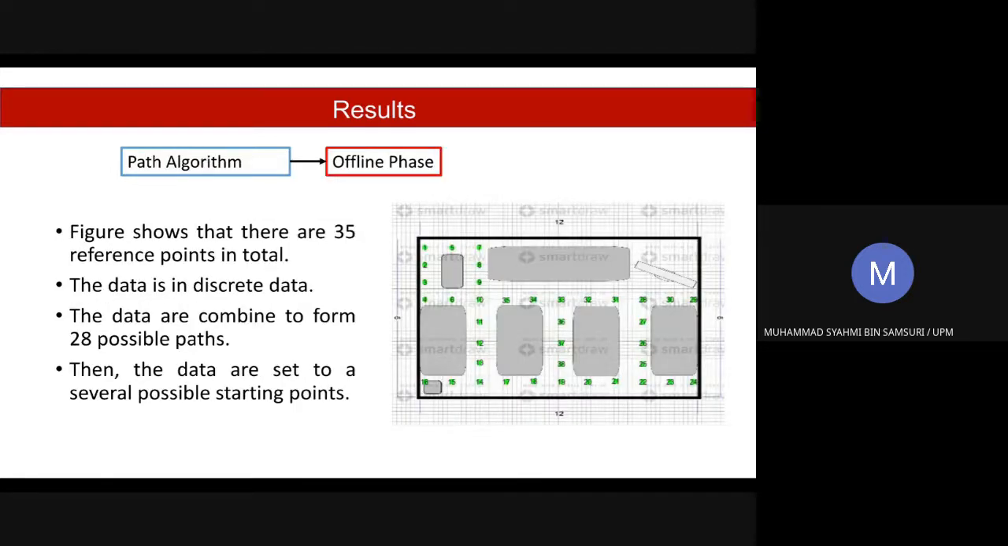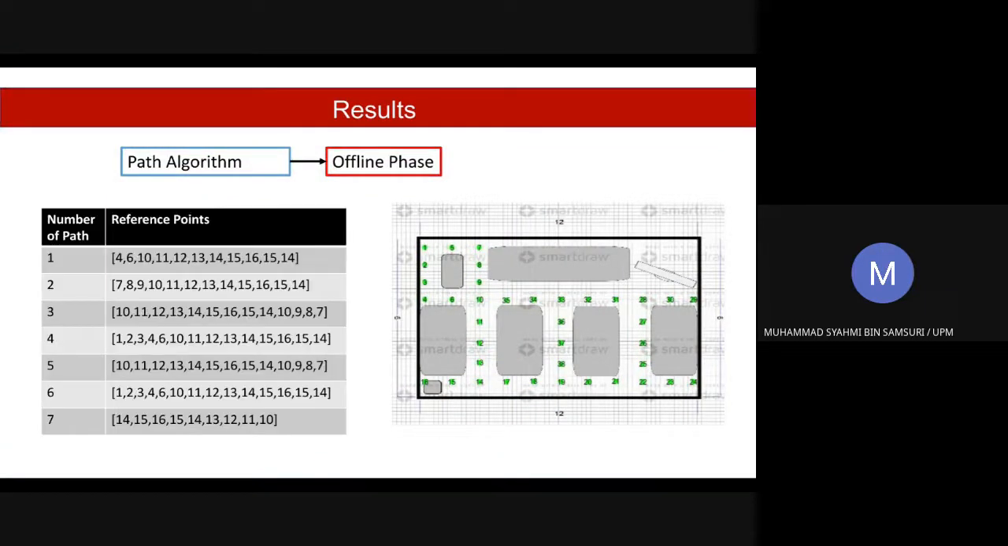For the offline phase, the figure shows there are 35 reference points in total. The data is a discrete data type. The data is combined when we enter it into the algorithm, forming 28 possible paths. Then the data is set to several possible starting points, for example point number 1, number 4, number 7, number 29, number 24, and number 16. So the total possible paths are 28 in total.